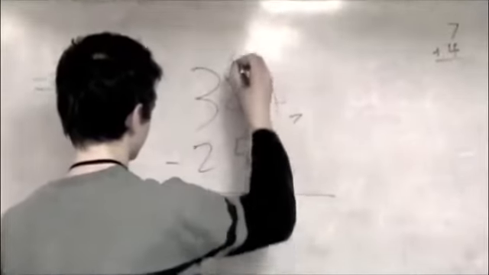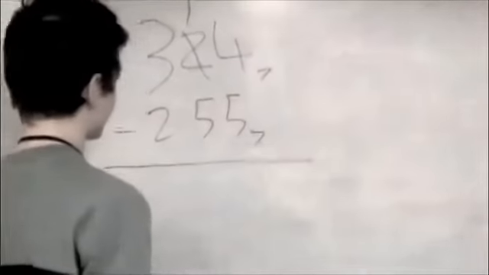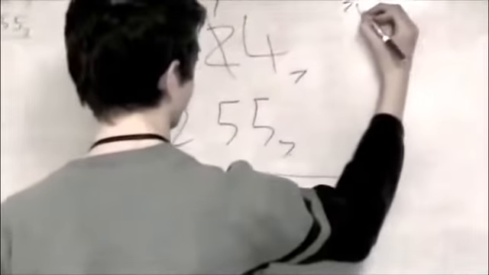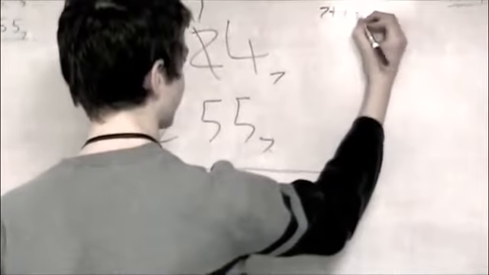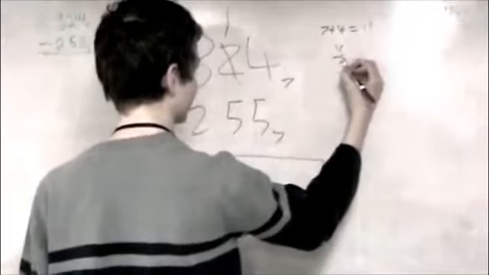I'm gonna do it over here because I want to show how far it went. Instead of carrying 10, you're carrying 7. So 7 plus 4 equals 11. So it's 11 minus 5.